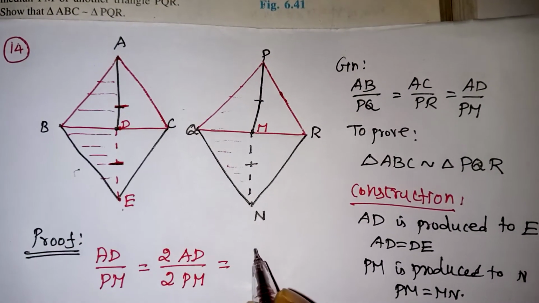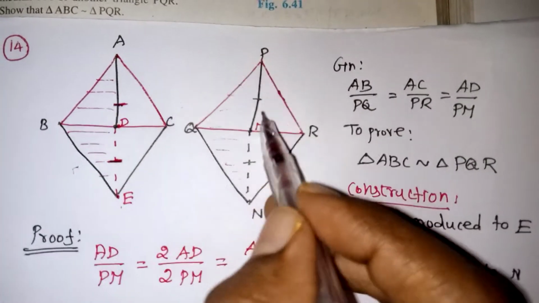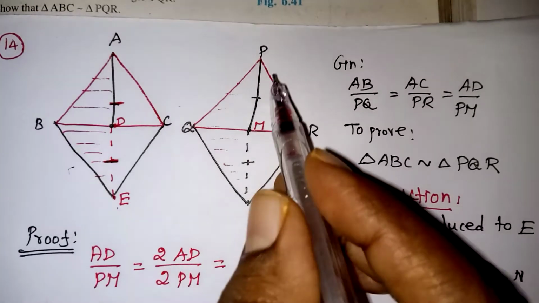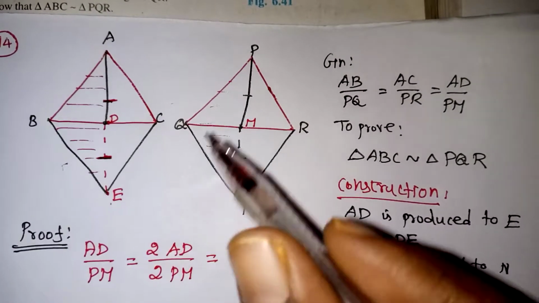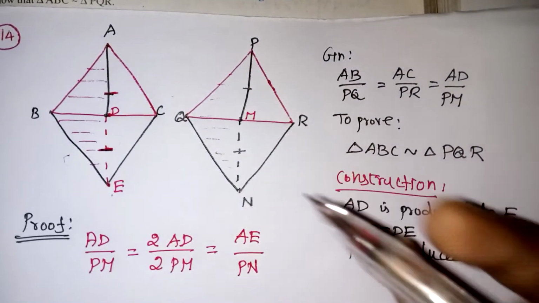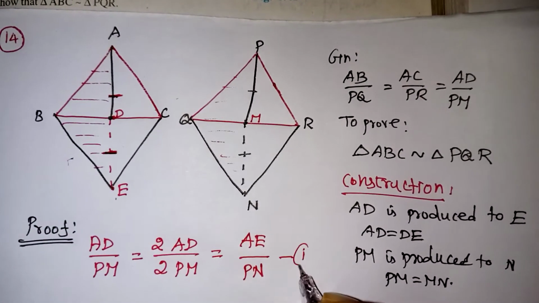So we can write AE, and 2 times PM. This is also PM length only. So 2 times PM can be written as PN. So this whole length and this whole length are also equal, as we have taken. Let us take this as our equation 1.